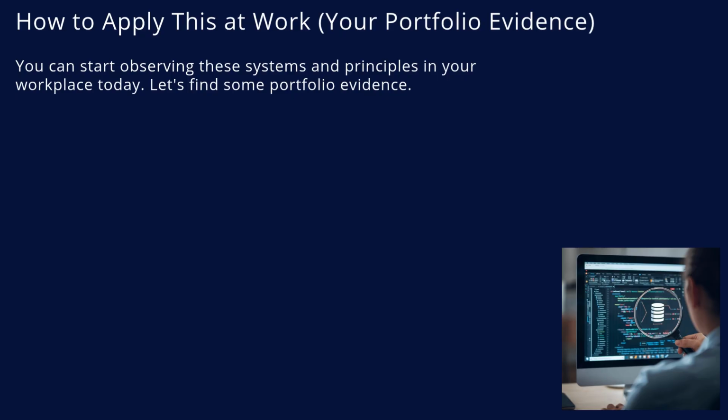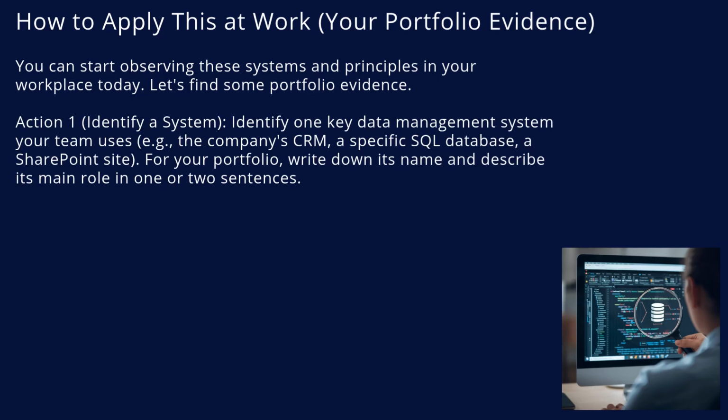Here are 3 simple actions you can take. First, Action 1, identify a system. Your mission is to pick one system that your team uses that stores and manages data. It could be the main customer relationship management (CRM) system, the finance system, or even a well-organized SharePoint site. In your portfolio log, simply write down its name and, in 1 or 2 sentences, describe what its main role is. What kind of data does it look after? This shows you can identify these systems in the wild.